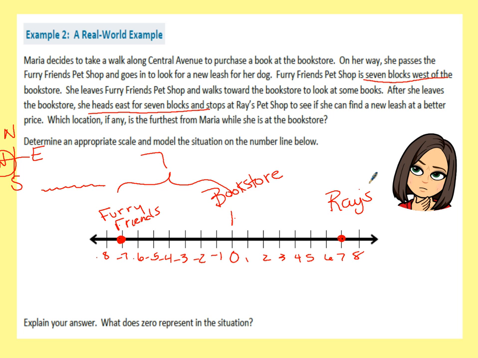Now the question says, which location, if any, is furthest from her while she's at the bookstore? Well, how far is she from the bookstore right here? 7, right? So that 7 is the exact same as when she was at Furry Friends. So is it any different? Which location? They're both the same.